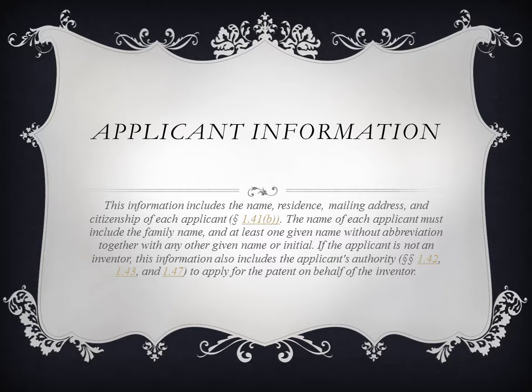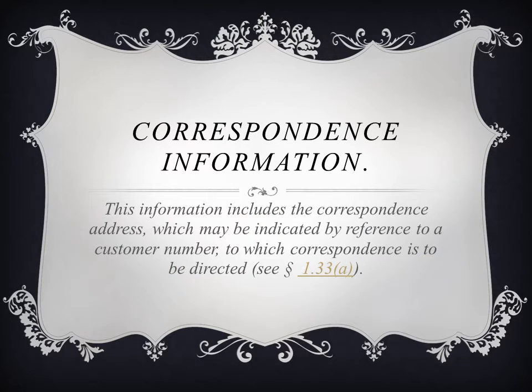Applicant information. Information that's required includes the name, residence, mailing address, and citizenship of each applicant. The name of each applicant must include the family name and at least one given name without abbreviation, together with any other given name or initial. If the applicant is not an inventor, this information must also include the applicant's authority to apply for the patent on behalf of the inventor. Correspondence information. This information includes the correspondence address, which may be indicated by reference to a customer number to which correspondence is to be directed.